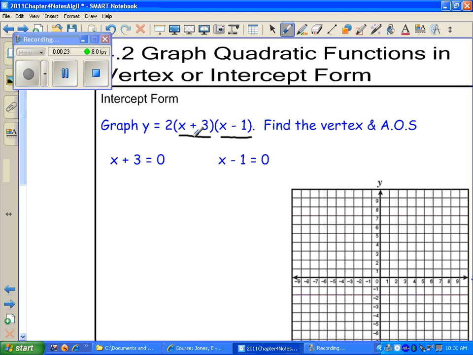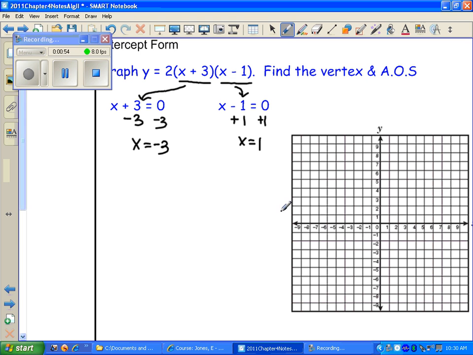If either of these sets of parentheses were equal to 0, I would have my x-intercept. So what we're going to do is split them up, and I already have it set up here for us to solve. If I subtract the 3 here, I see that x is -3. That's going to be one of my intercepts. And then if I add 1 here, I get that x is equal to 1. These are where my intercepts are located on my graph. At -3, I'm going to make a dot, and over here at 1.